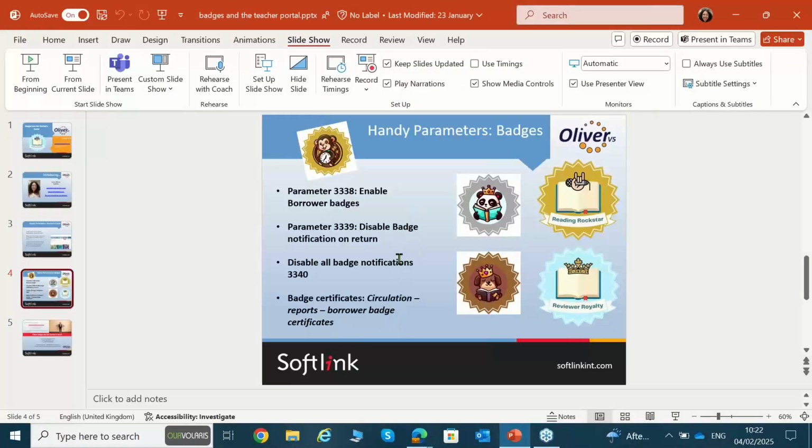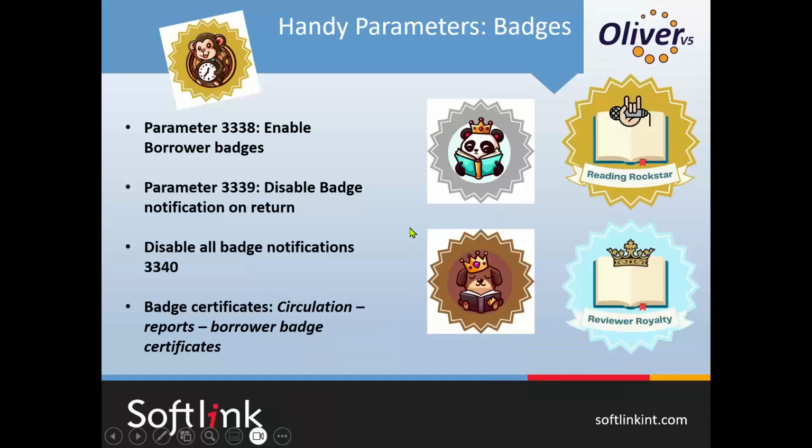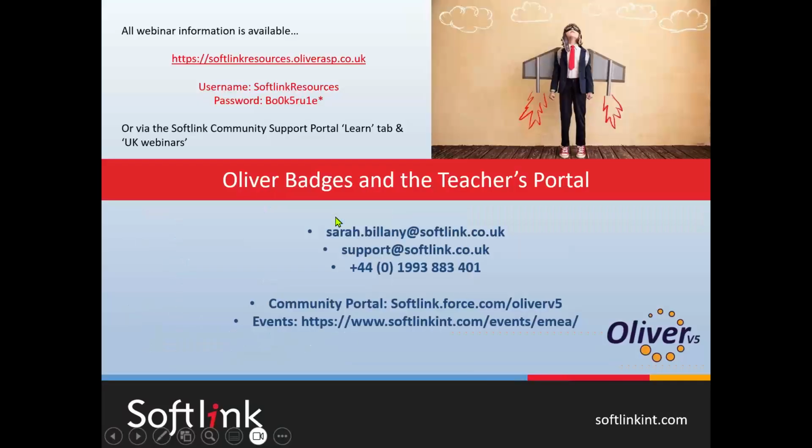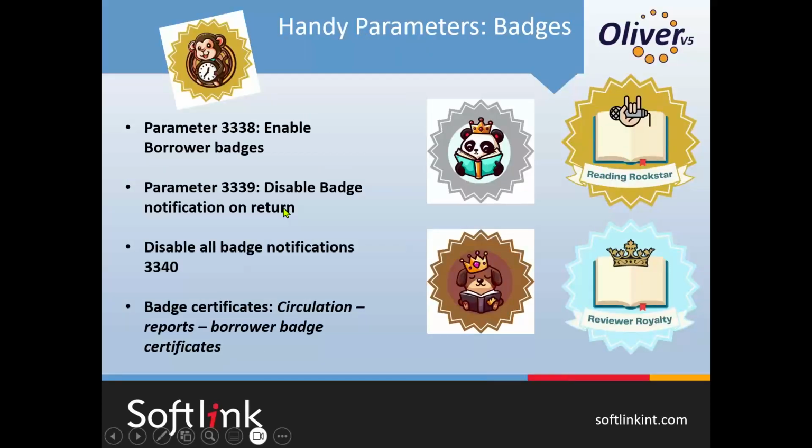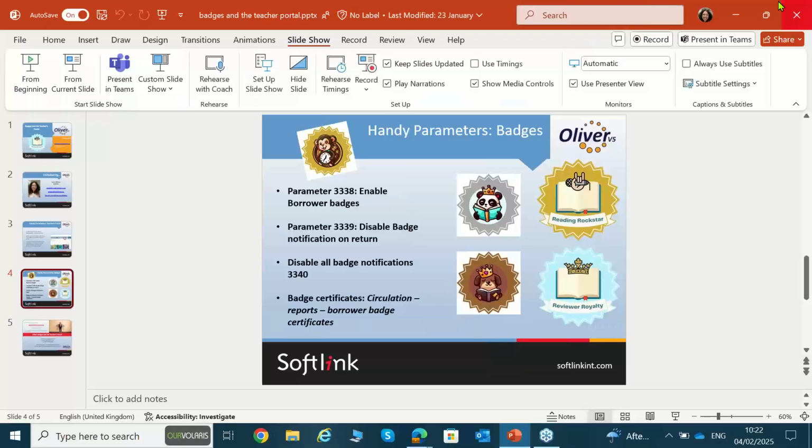And you can see there are a couple of parameters listed on here that help you decide how you want that to show. So it might be that you don't want the notifications to show up on return. You only want them to pop up when you issue books. So you can disable the badge notification on return, or all badge notifications, that kind of thing. So you've got a few different options there depending on what your preferences are in the circulation desk for those notifications.